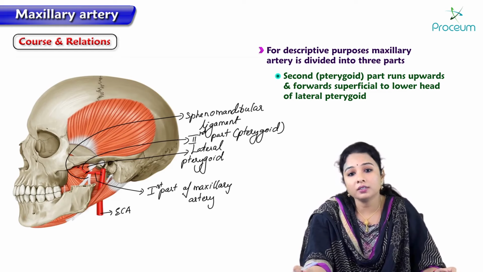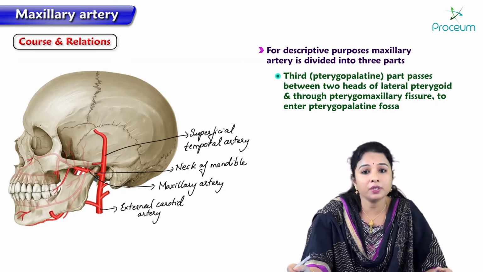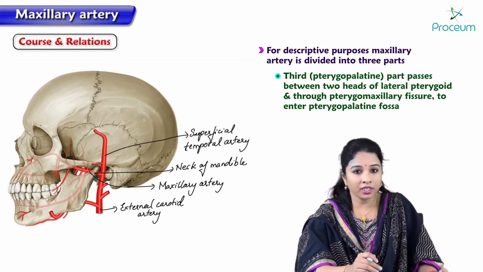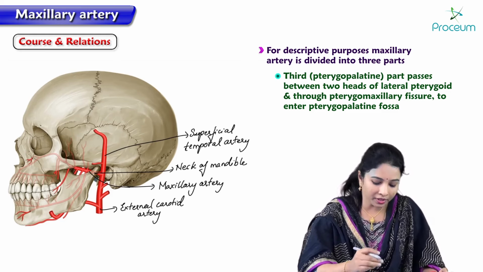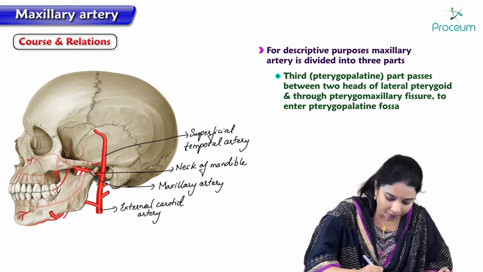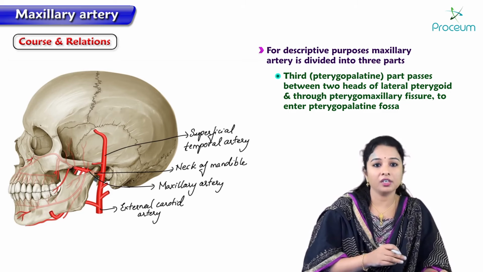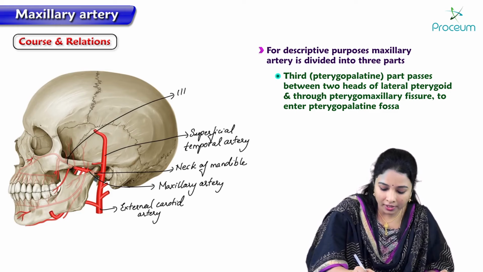The third part is the pterygopalatine part. So pterygopalatine part passes between the two heads of lateral pterygoid and then through the pterygomaxillary fissure to enter the pterygopalatine fossa. So we cannot see pterygopalatine fossa externally because it is quite deeper, but we can trace the artery how it runs in the pterygopalatine fossa. So after entering into the pterygomaxillary fissure, it is considered as third part, which is the pterygopalatine part.